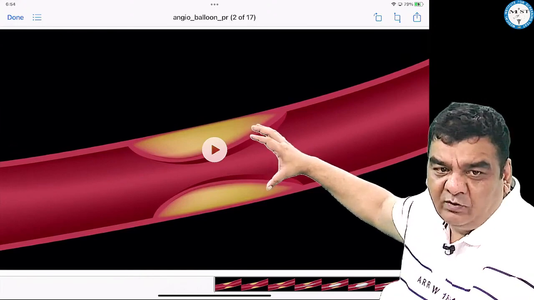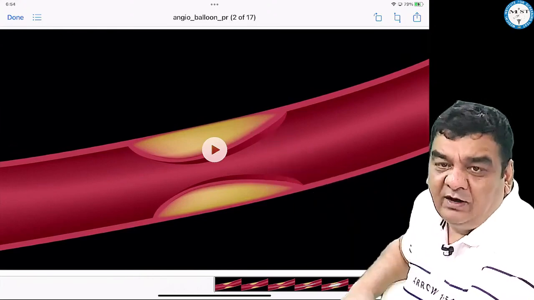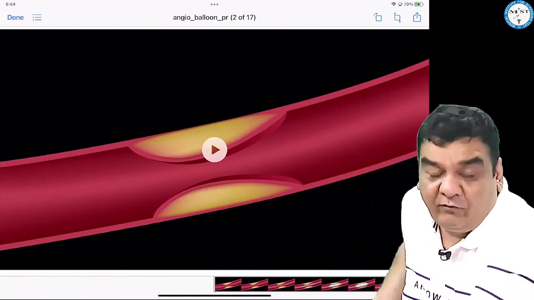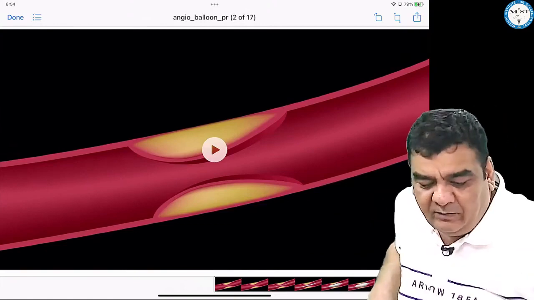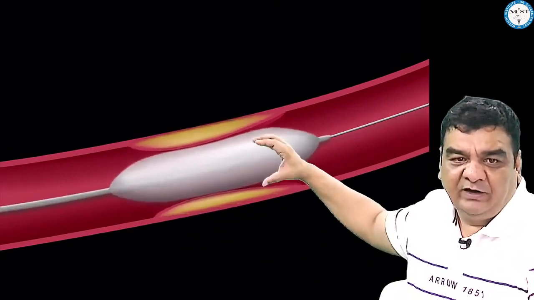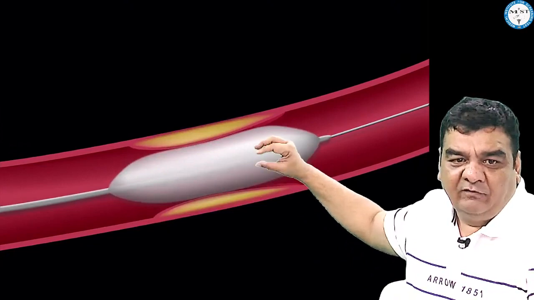So what we can do is take the help of a Fogarty catheter. We pass a guide wire first. The guide wire is being passed here. Now we pass a Fogarty catheter which has got a balloon. Keep the balloon at this side. Inflate the balloon. Now by inflating the balloon, you have dilated this vessel. Remove the Fogarty. Remove the guide wire.